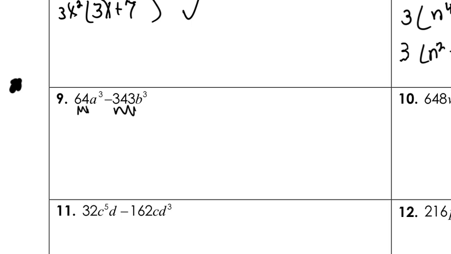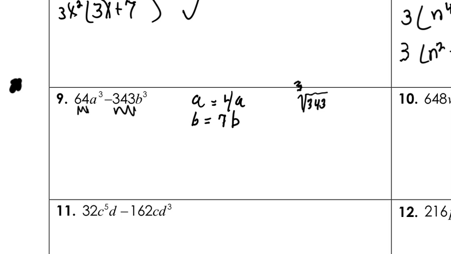You have 8a is your a, because it's, I'm sorry, not 8, 4a, because 4 times 4 times 4 is 64, right? And the b is the cube root of 343, which is 7, because you have 7 times 7 times 7, right? So you get 7b.